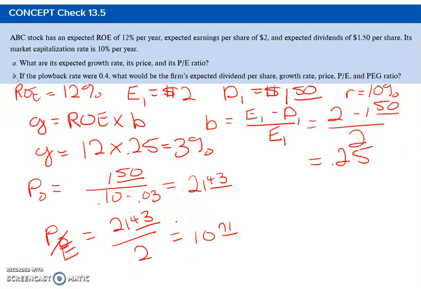So if you watch the lecture, you'll know that the PE and the growth rate should be somewhat in line. In this case, the PE is significantly greater than the growth rate. If we were to calculate a PEG ratio, it would be over 3. So anyway, we'll move on to part B.